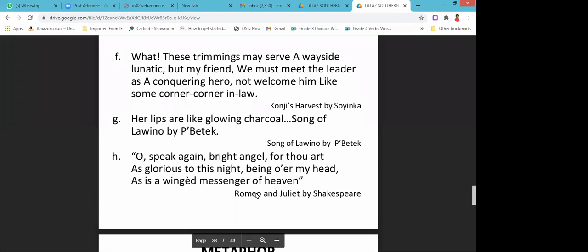Then we have, oh, speak again, bright angel, for thou art as glorious to this night, being o'er my head, as is a winged messenger of heaven. So in Romeo and Juliet, Romeo is talking about Juliet and likening her to a celestial being and the brightness that she gives to his life.